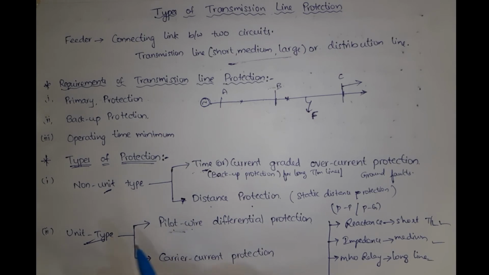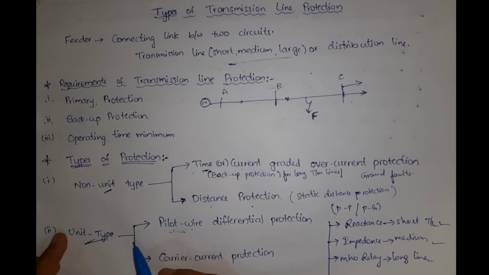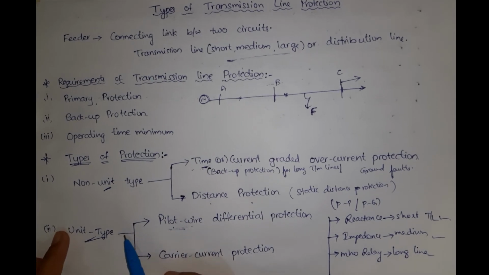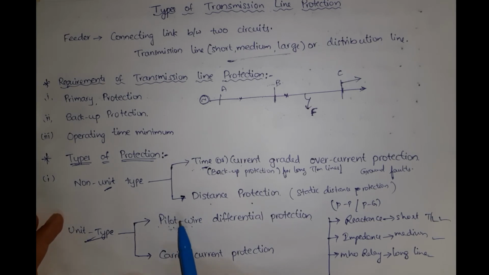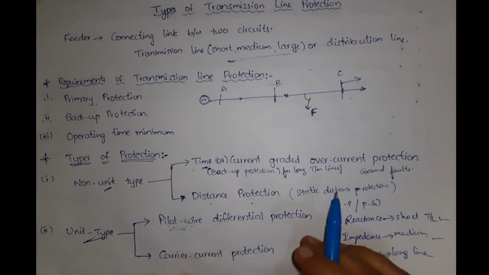Is it beneficial when compared to the cost of the unit which we are protecting? If the unit cost is much greater than the cost of the pilot wire to be employed, then only do we go for pilot wire differential protection. So it is beneficial only for short transmission lines where the length of pilot wires is very small, right? So next, carrier current protection.